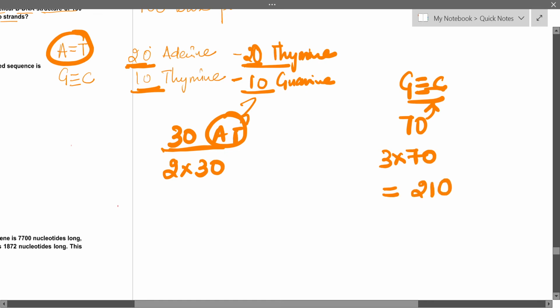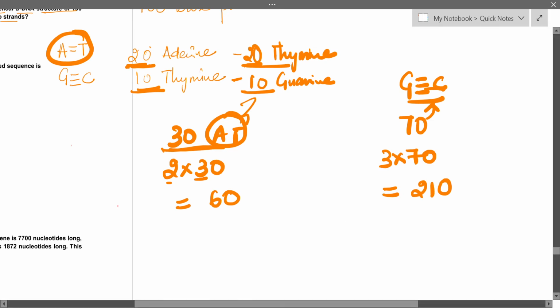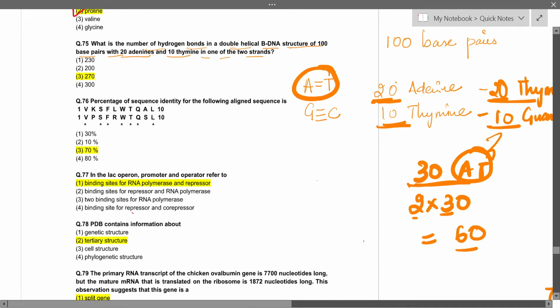Oh sorry, 2 into 30, that means 60. So here we are going to have 60. 210 plus 60 will be equal to 270. So there are total 270 hydrogen bonds formed here. So here the correct option is the third option.